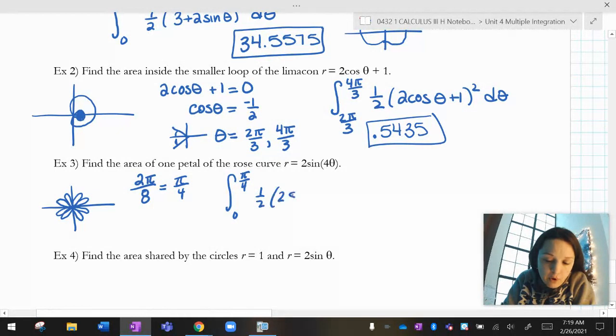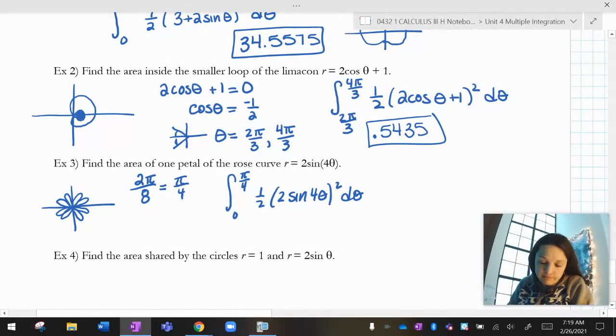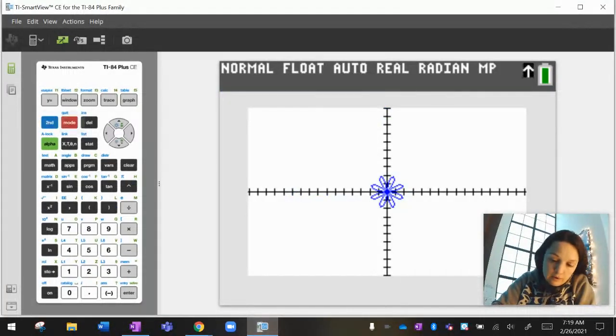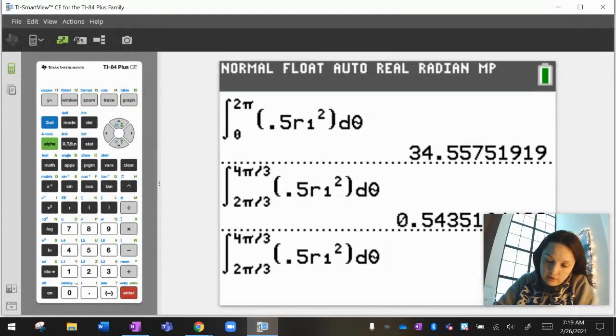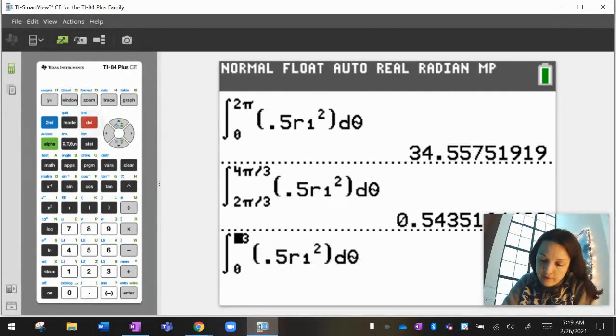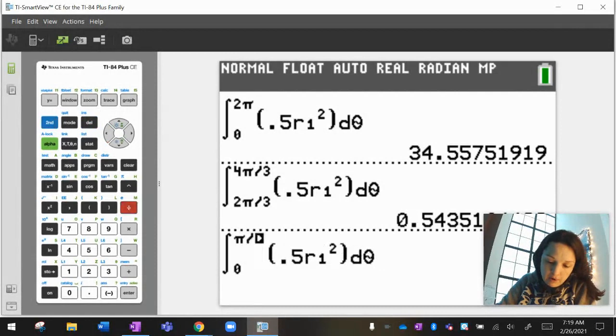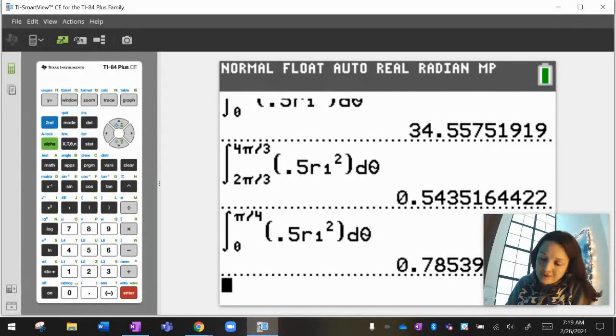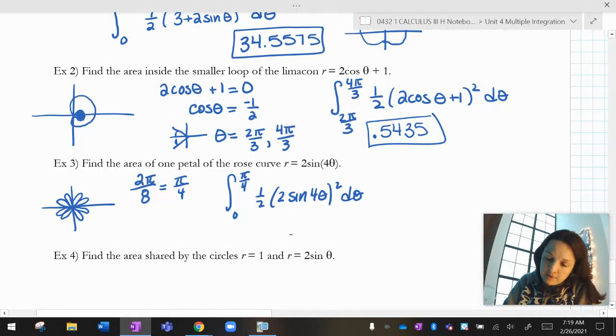So if I want the area of one petal, I'm going to go from 0 to pi over 4 of 1/2 r squared d theta. And so 1/2 r squared d theta, and I just need to change my limits here to 0 and pi over 4. 0.785.